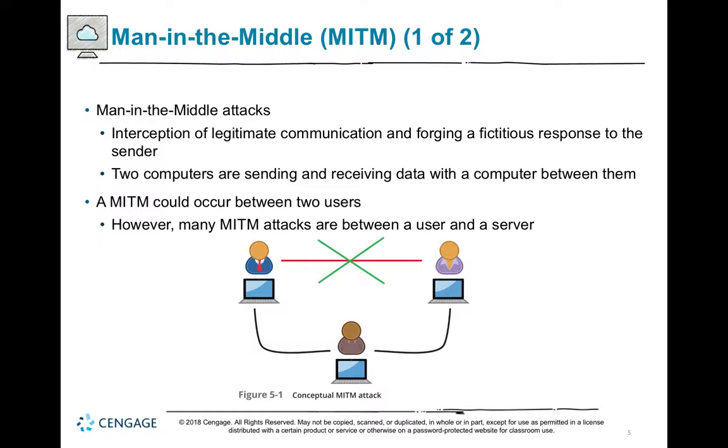So here's a little diagram of a man-in-the-middle attack. You've got two endpoints of a communication and a man in the middle, or an attacker in the middle. This attacker has devised a way to intercept communications intending to go in between these two hosts, usually by spoofing either DNS or ARP.